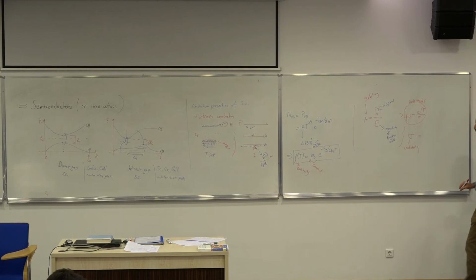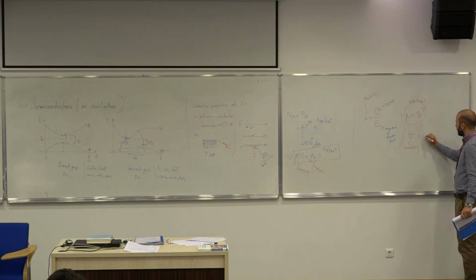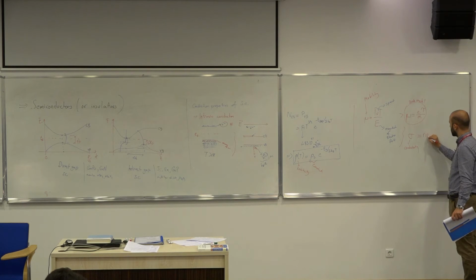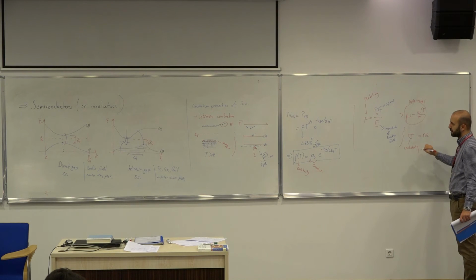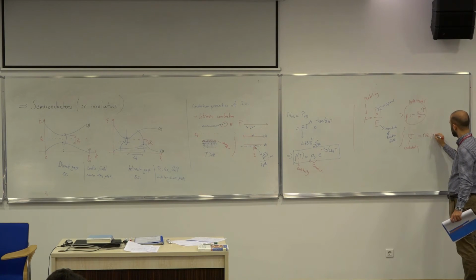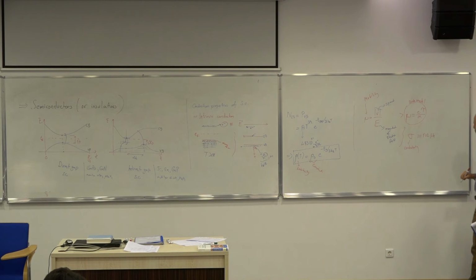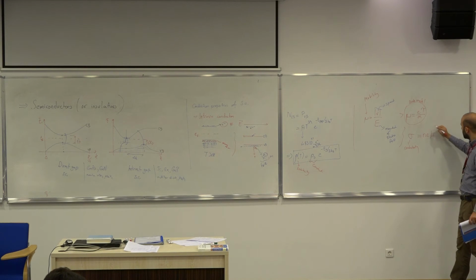Now we know that the electrons will contribute to the conductivity. So this is one expression that I can write down. This is the mobility of electrons, density of electrons, and electronic charge.